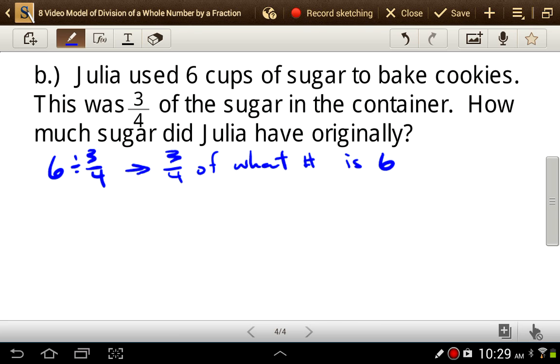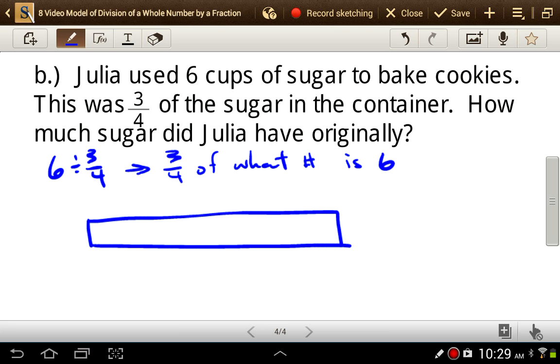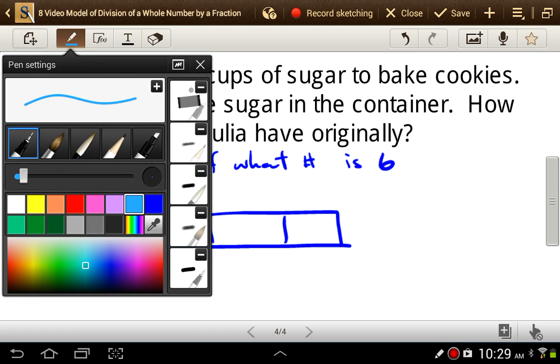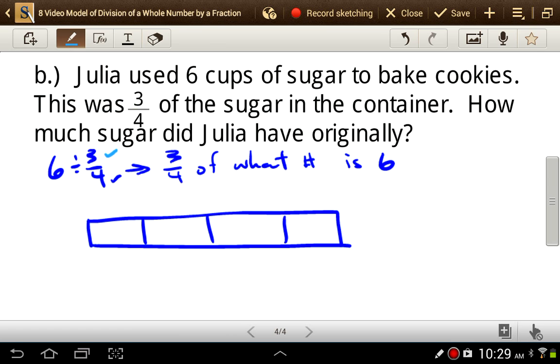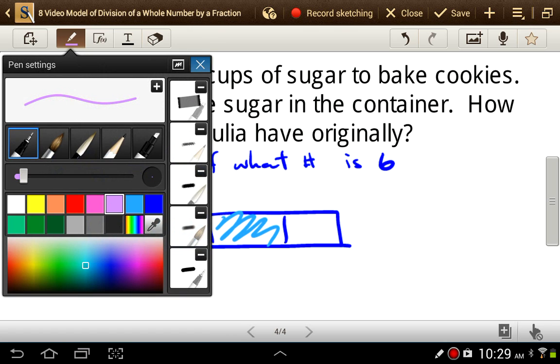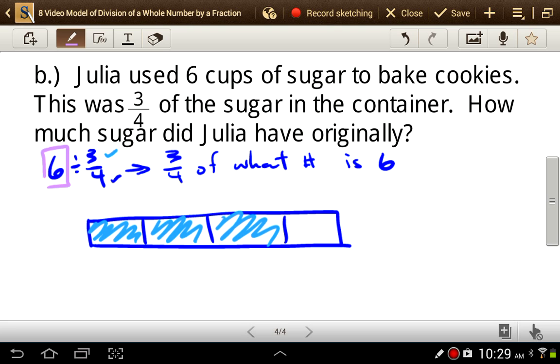Okay? Tape diagram method. Make my tape diagram. Break it into 4 sections. Okay? Because my denominator is 4. Shade in 3 of them because my numerator is 3. And then lastly, I am going to distribute my whole number evenly into my 3 sections here. Since I have 6, that means that's going to be 2, 4, 6. So there's my 6 evenly distributed.